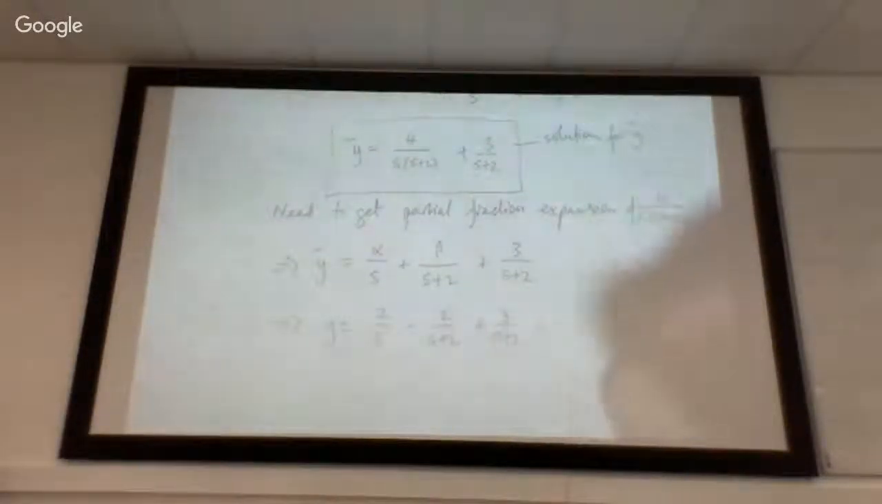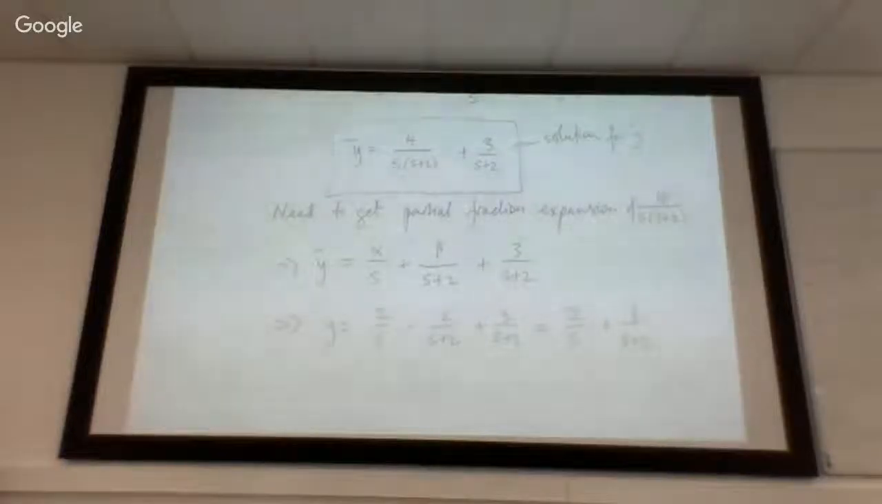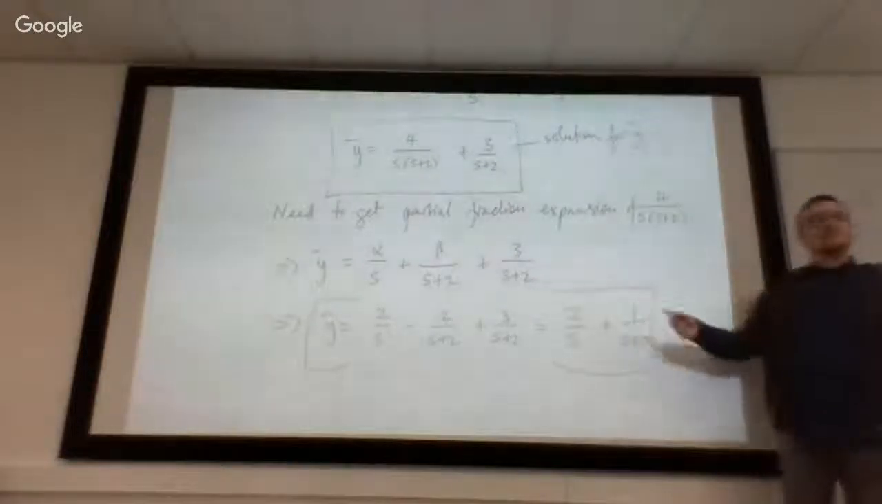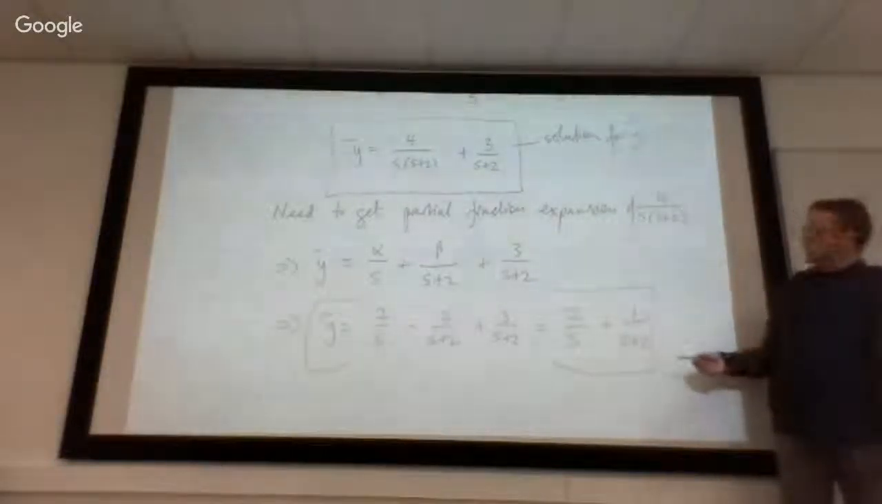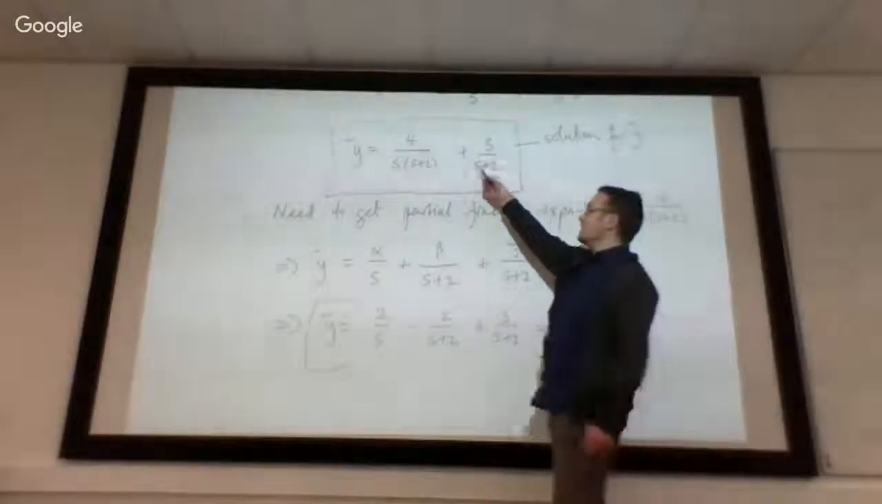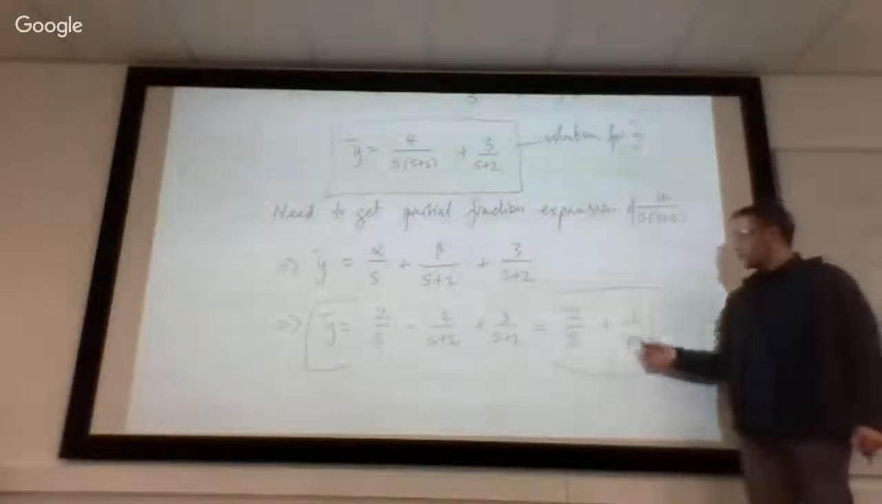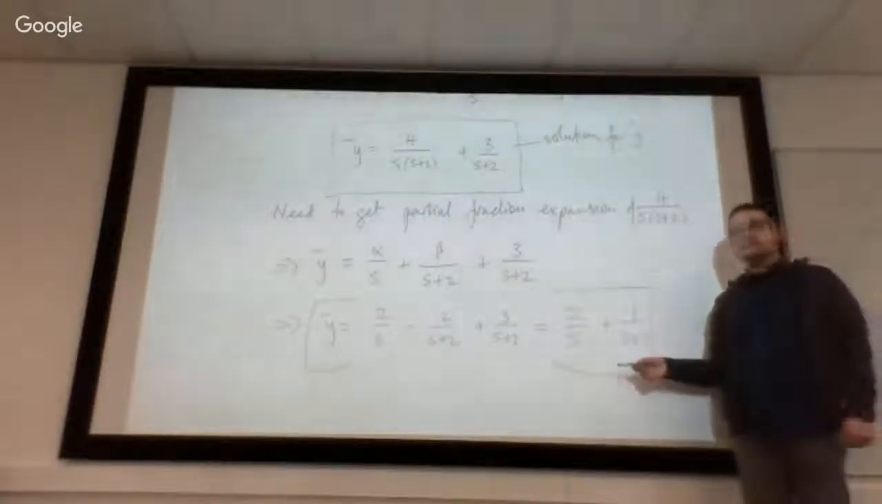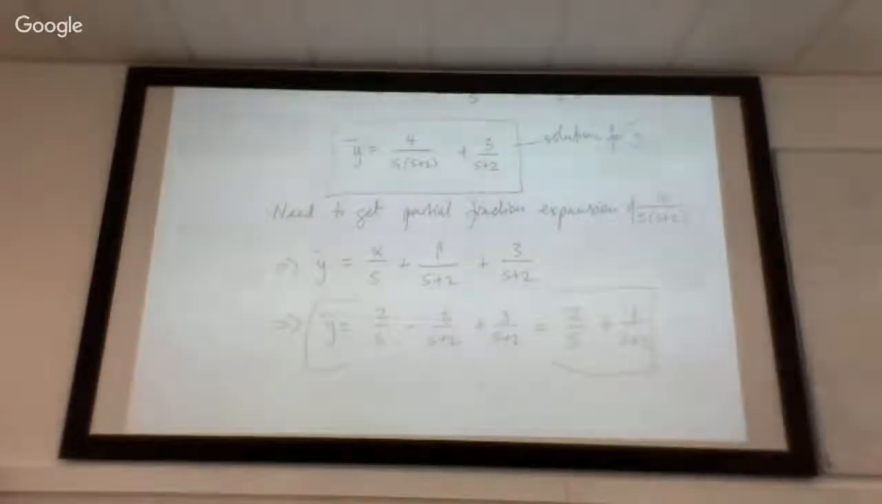So we can combine those two then. So this is 2 over s plus 1 over s plus 2. Sorry, that's y bar. So this now is our final expression for y bar. Okay, it's equivalent to this expression up here, but it's now in a form where it's clearly a linear combination of Laplace transforms that we can find on the table.